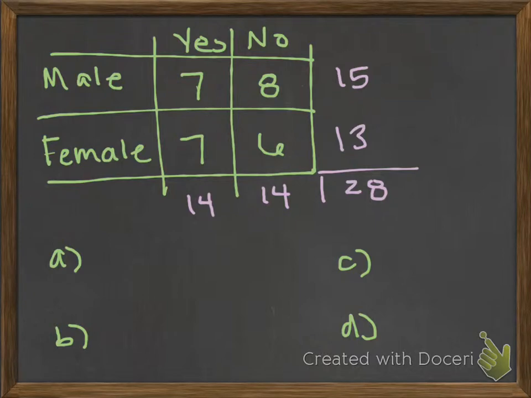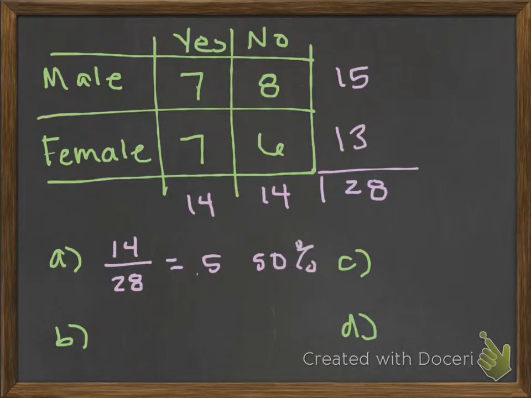So the first one says, find the probability that the person did chores. So of the 28 people, so of the whole population, we know that 14 did their chores. So this would be equal to 0.5, which is 50%. For all of these, I expect you write the percent.